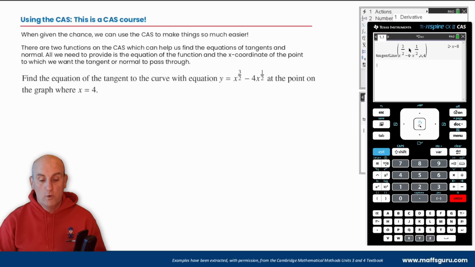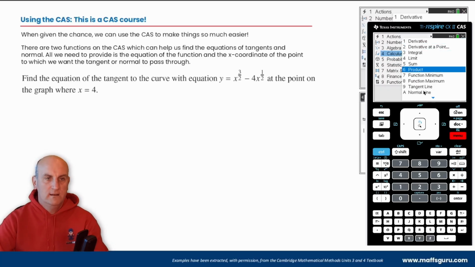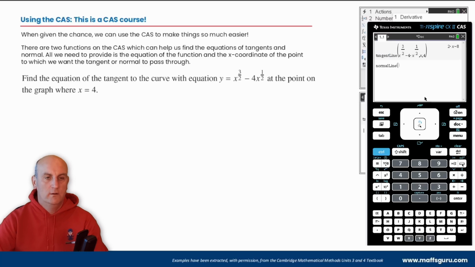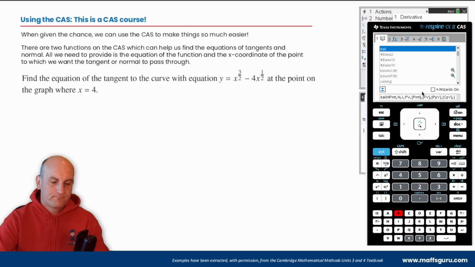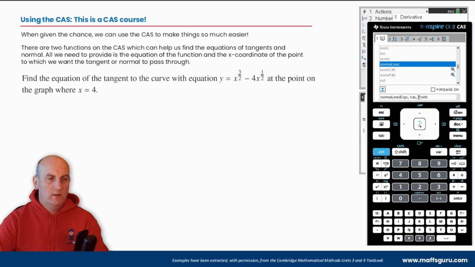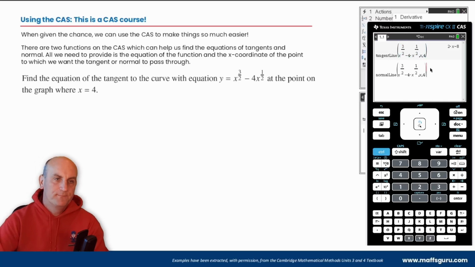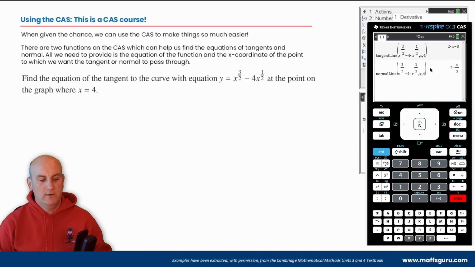What if I wanted the normal to that? Once again, I'm going to go menu, calculus, normal line. Variable, expression, variable, and point. Okay, so in which case I'm just going to copy all of that down. Copy it all the way down, hit enter, and there we go. That's the equation of your normal at the point.